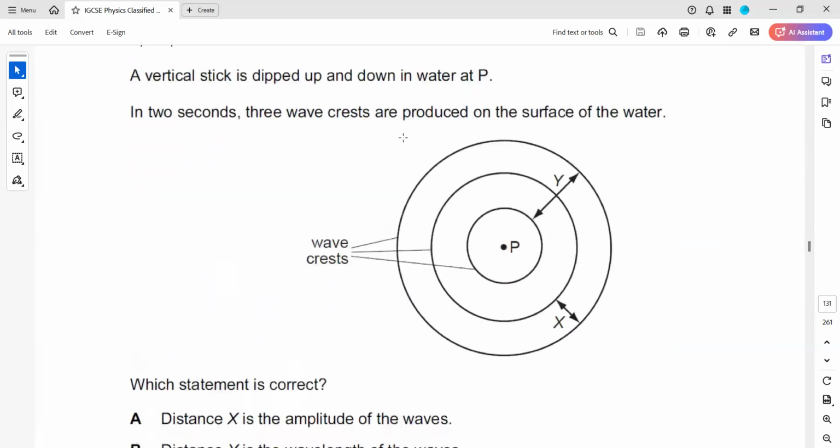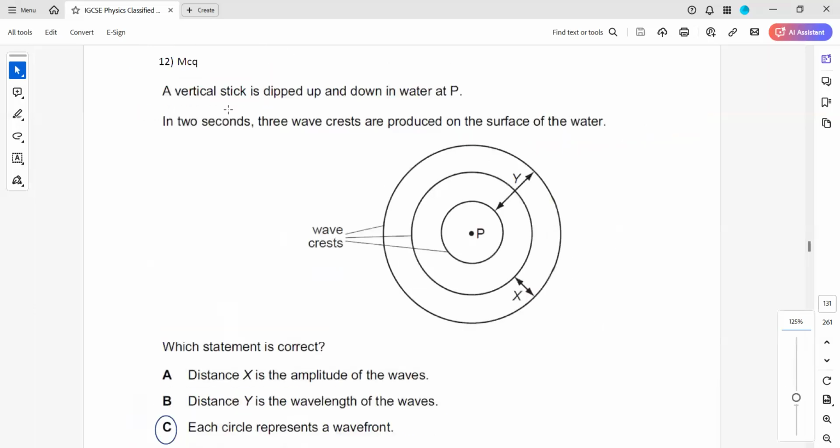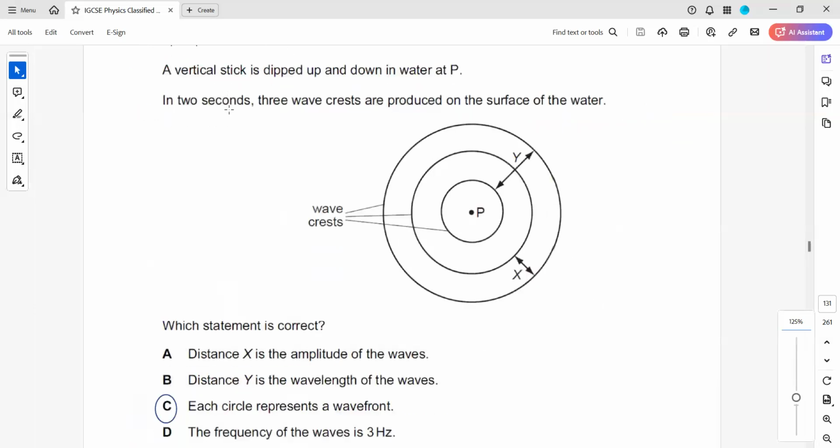In question 12, these are the wave fronts. A vertical stick is dipped up and down in water at P. So like this is the top view. If you look from the sideways, for example, there's a container or a ripple tank that is filled with water.